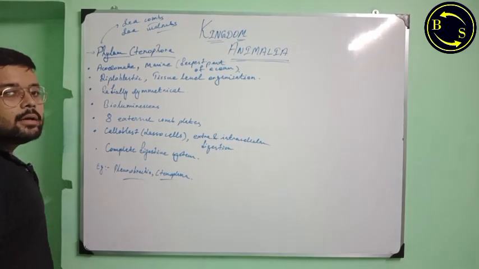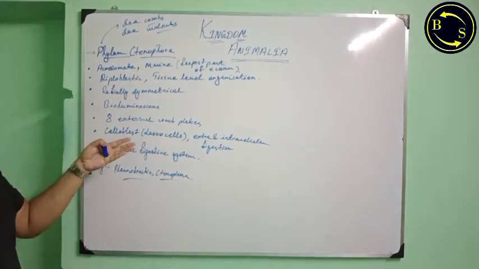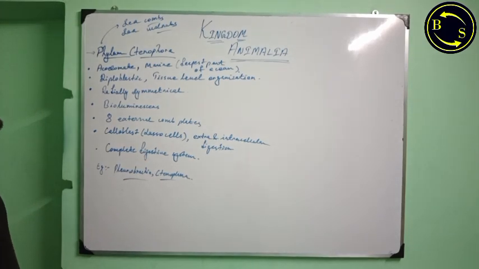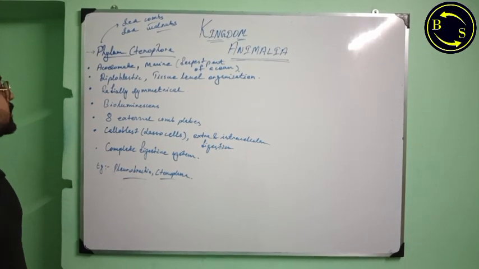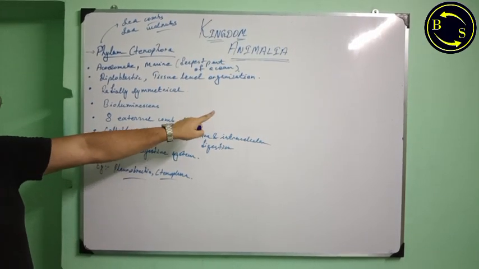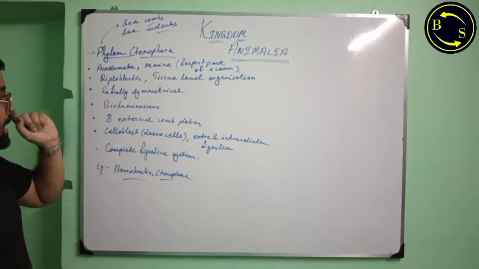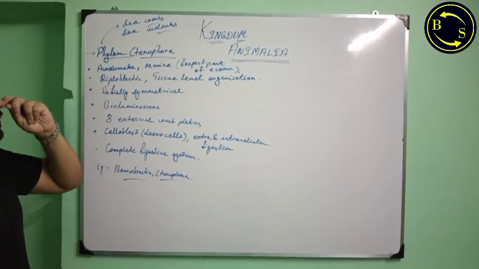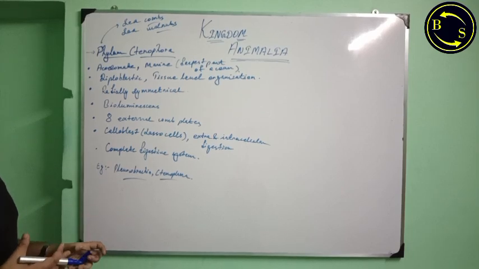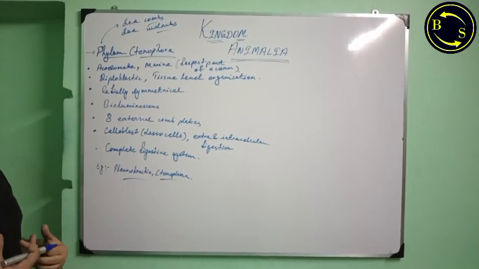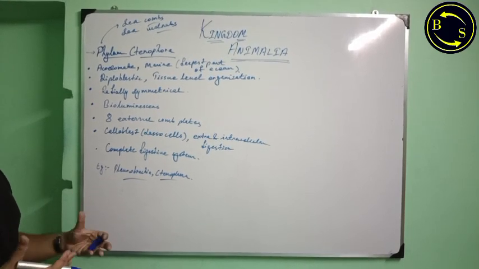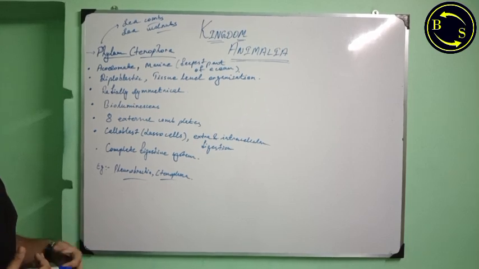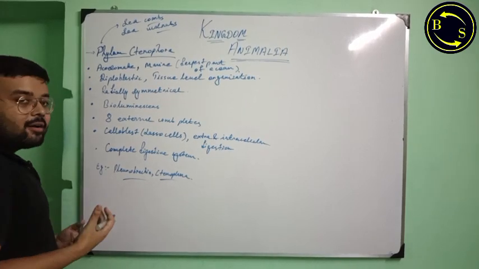They are diploblastic, meaning they have ectoderm, mesoglea, endoderm. They have tissue level of organization. They are radially symmetrical, just like the coelenterates. They have bioluminescence, meaning since they live in the deepest part of the ocean where there is no sunlight, in order to attract prey towards them, they emit light from their bodies like glowworms or fireflies.